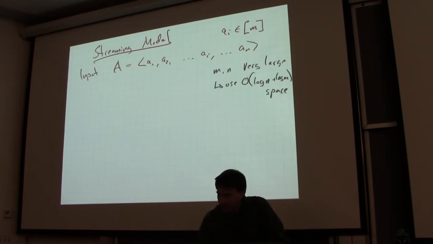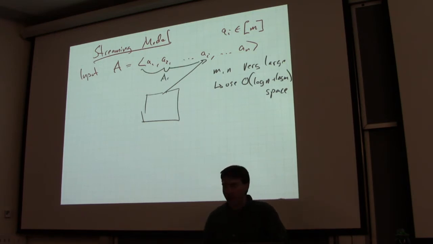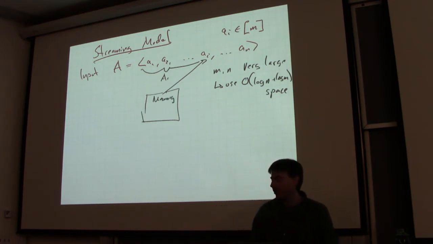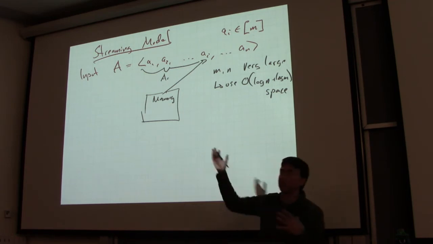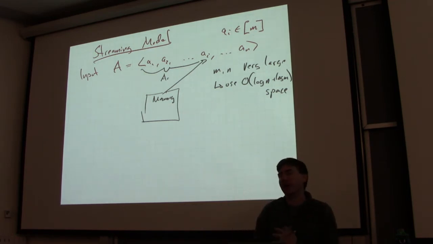Okay, and so the streaming model is such that you're going to be scanning up to some point in the stream a_i, and you have some memory, and you're only allowed a limited amount of space to store something about A. If you're in a router, you can't store all the packets that pass through you in a day. You can only keep some statistics about them.